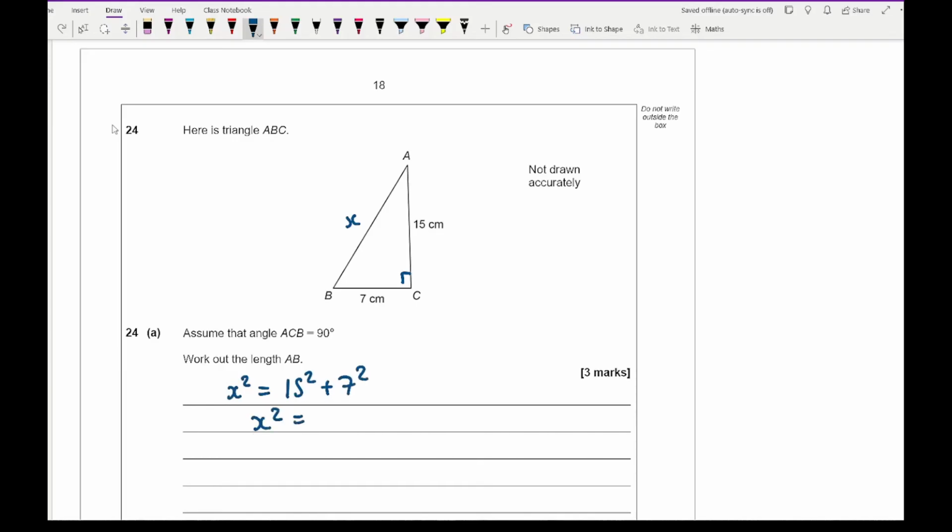So x squared equals, and if I type that into my calculator, I get 274. So x equals the square root of 274. So x equals 16.6, and that's been rounded to 1 decimal place.